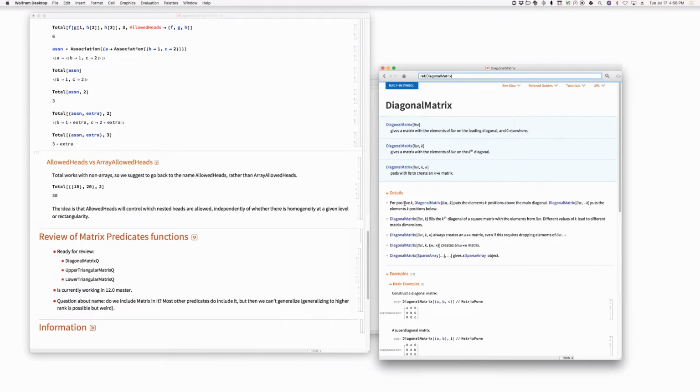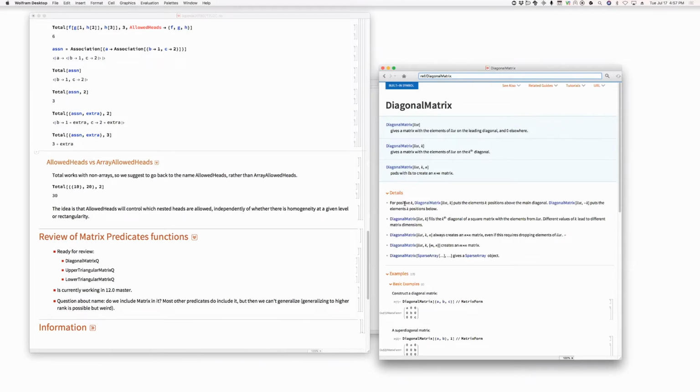Okay, so how do I make a diagonal tensor? Using a sparse array construct, using structured array, or what is the approach? And it doesn't make any sense to have diagonal matrix Q work on a diagonal tensor.